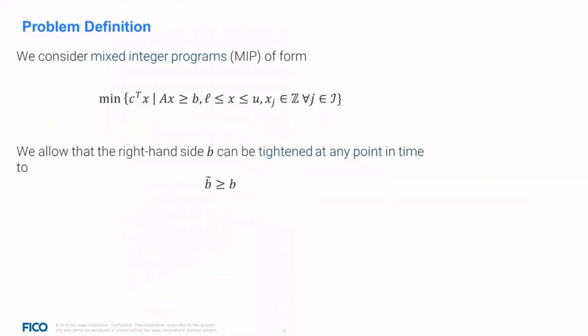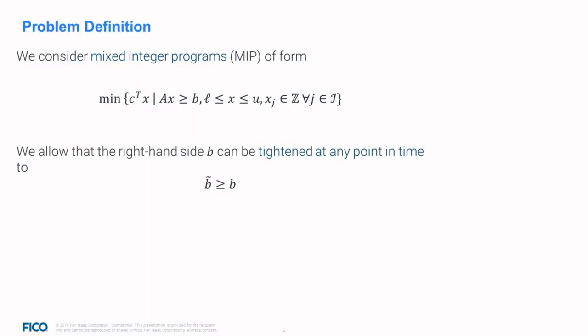For this presentation, we will consider general mixed integer programs in inequality form, minimizing an objective function c transposed x. Some of the variables are assumed to be integer, and variables might have explicit bounds but can also be unbounded. Further, as mentioned, we allow that the right-hand side b might be tightened at any point in time.